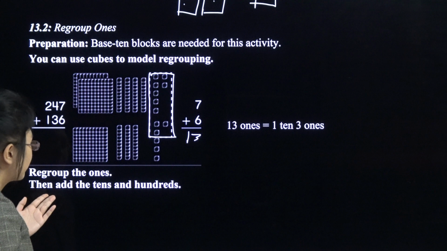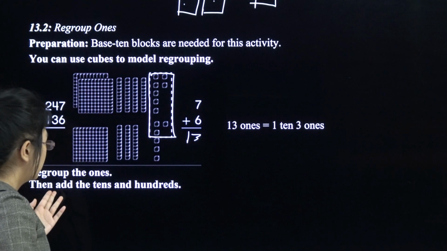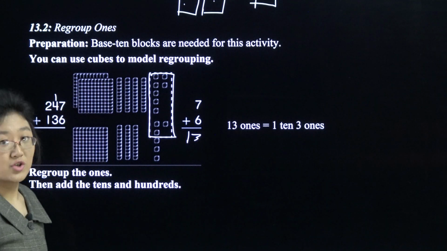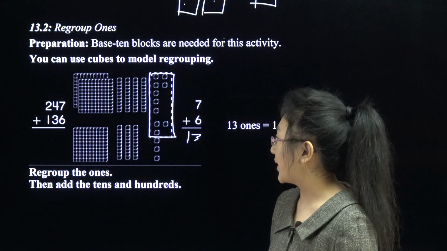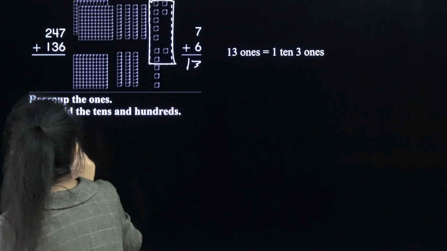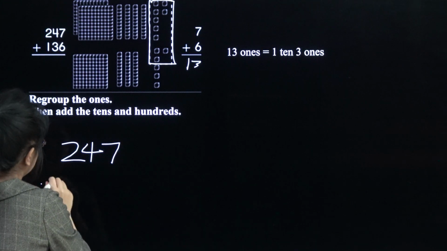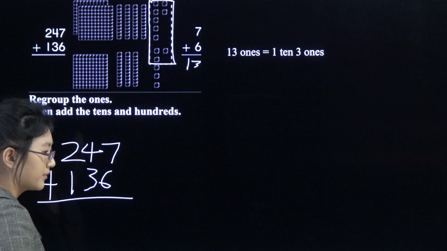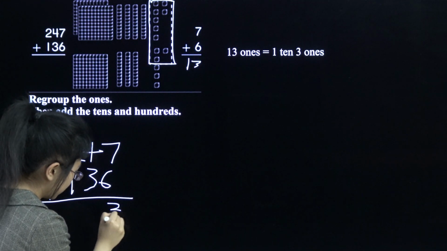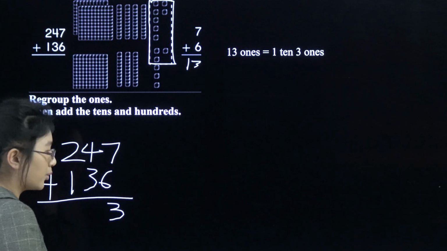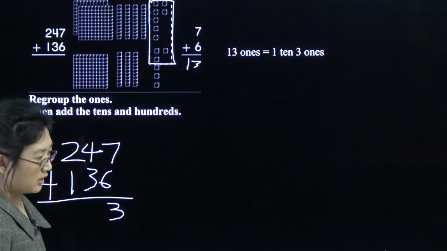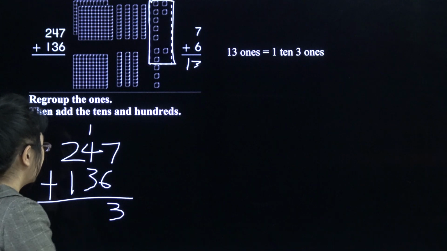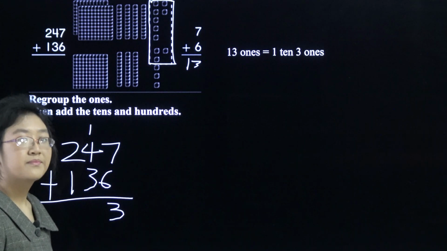When we regroup the ones, we get 1 ten and 3 ones, which causes us to add the 10s and add an extra 10. Let's do this in a bigger space, shall we? So we have 247 plus 136. And we know that 7 plus 6 is 13, which is 1 ten and 3 ones. So there's 3 ones, and we put a 3 in the ones column. But there's also 1 ten. What do we do with that 1 ten? Well, we put it in the tens column, and we add it up like this. What's 1 plus 4 plus 3? 8.